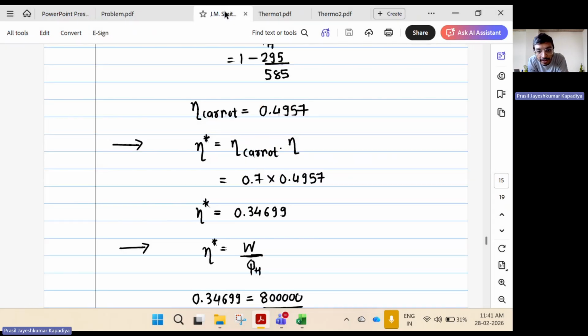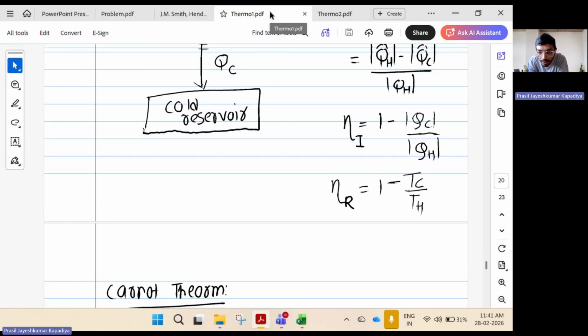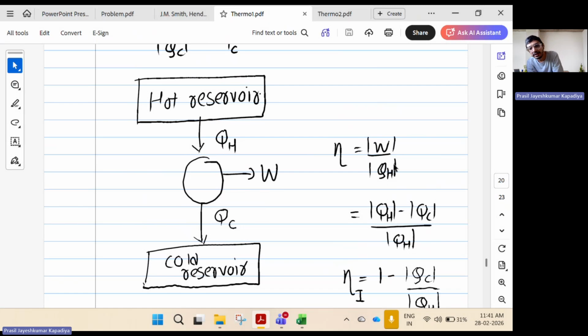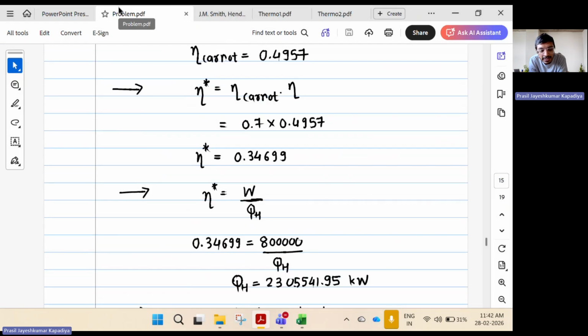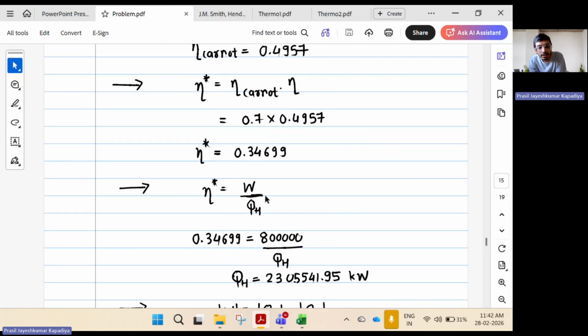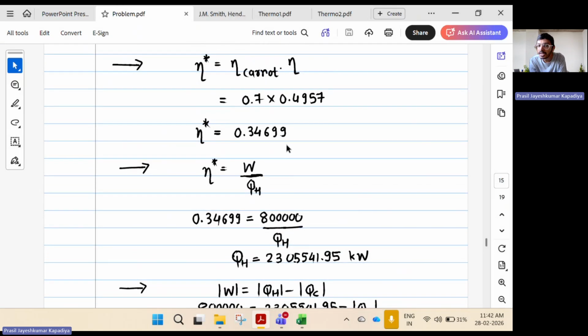So when we had a look at the derivation of this, efficiency is defined as work done divided by heat absorbed. So my work done is nothing but QH minus QC, divided by mod of QH. I am writing eta star is equal to W by QH. So eta star is 0.34699, that is equal to W, that is 8 lakh kilowatt, divided by QH. So QH is coming out to be 8 lakh divided by 0.34699.